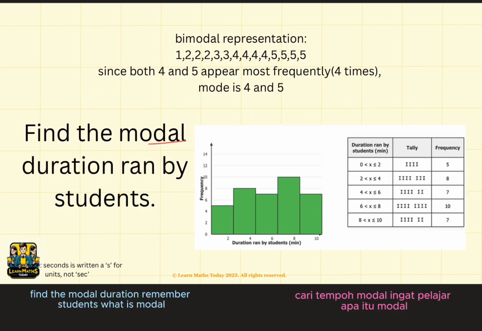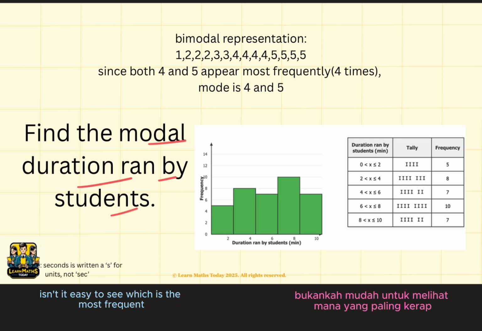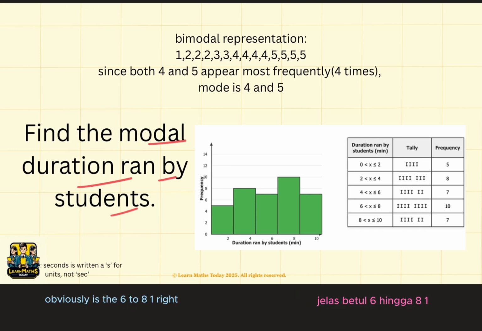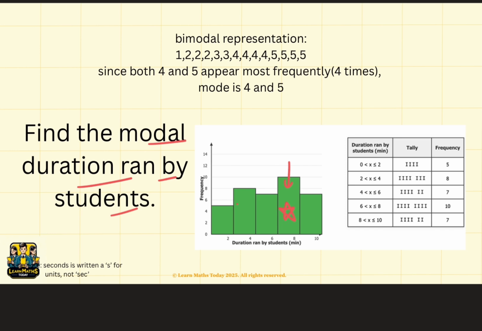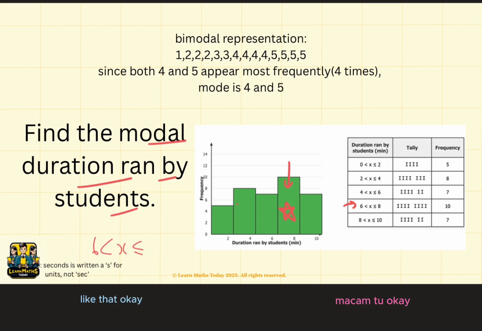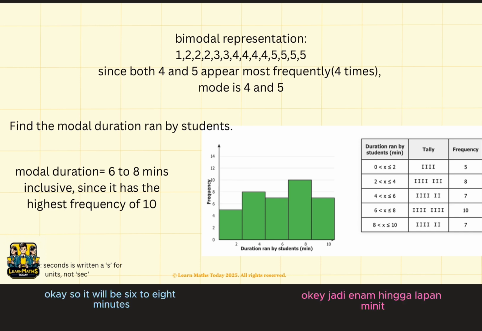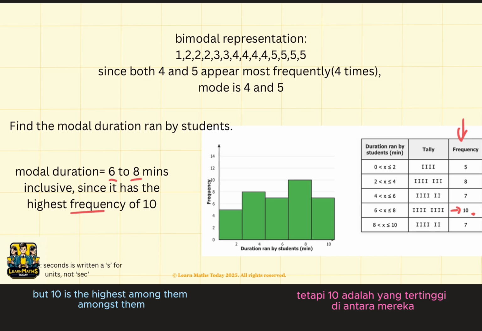Find the modal duration when by students. What is modal? Modal is the most frequent, right? So look at the histogram. Isn't it easy to see which is most frequent? Obviously, it's the 6 to 8 one, right? Which is this. So 6 to 8 one will be here, like that. So the modal duration when by students will be 6 to 8, like that. Always copy whatever they give you. So it will be 6 to 8 minutes. That's the answer because it's the highest frequency of 10. Look at the frequency table. So many numbers, right? But 10 is the highest amongst them.